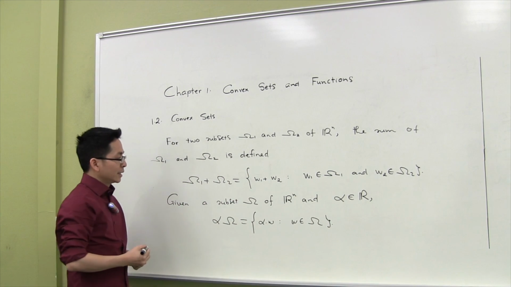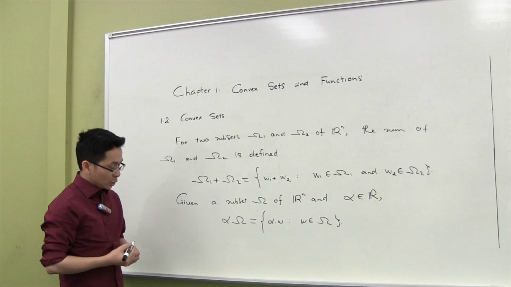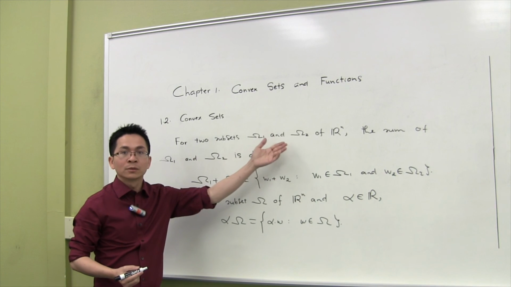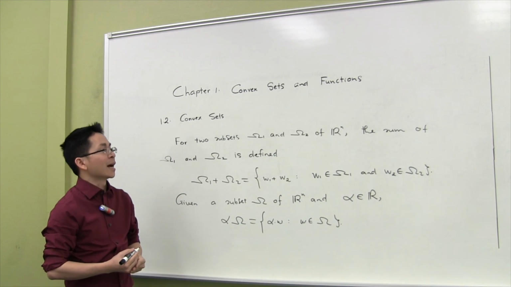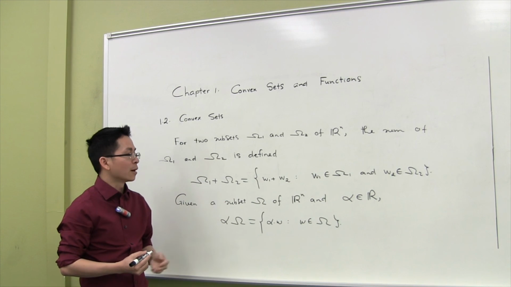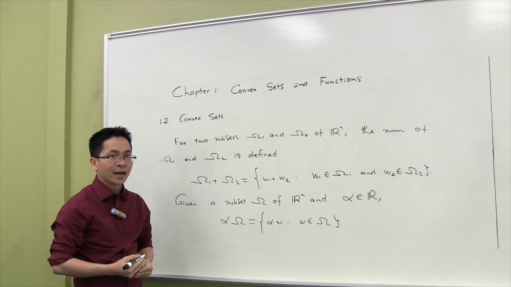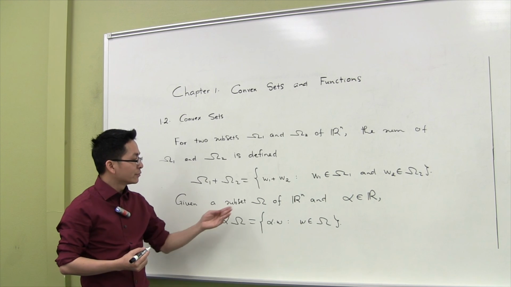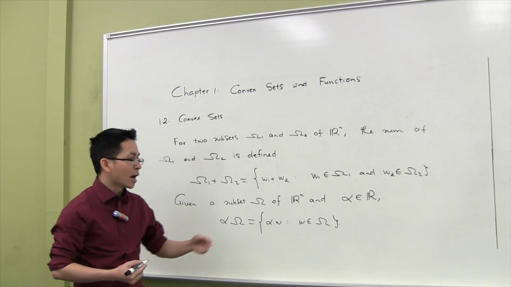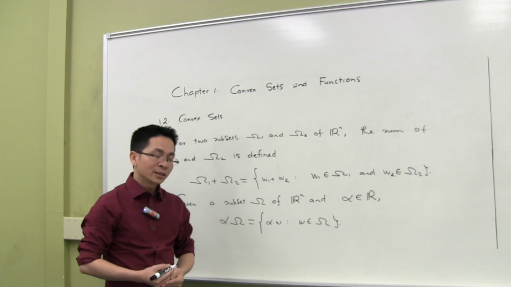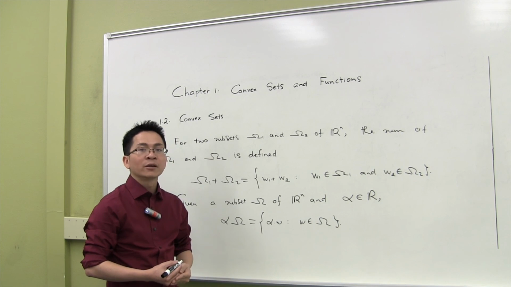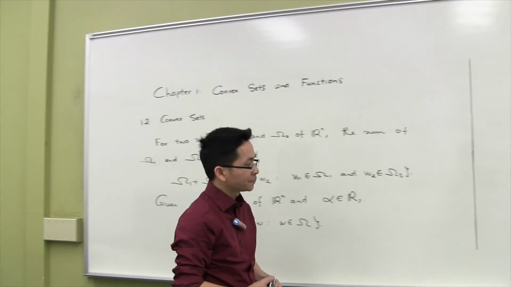Okay? In the next proposition, we're going to show that if omega 1 and omega 2 are two convex sets in Rn, then the sum of omega 1 and omega 2 is also a convex set in Rn. And also, if omega is a convex set in Rn and alpha is a real number, then alpha times omega is also a convex set in Rn.